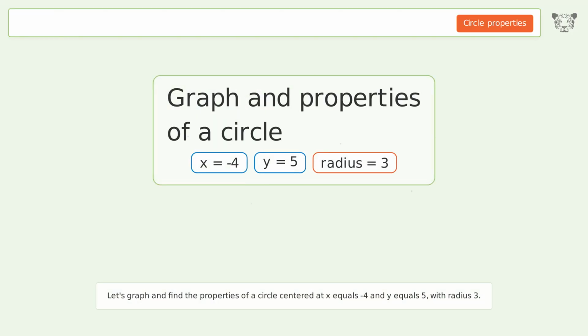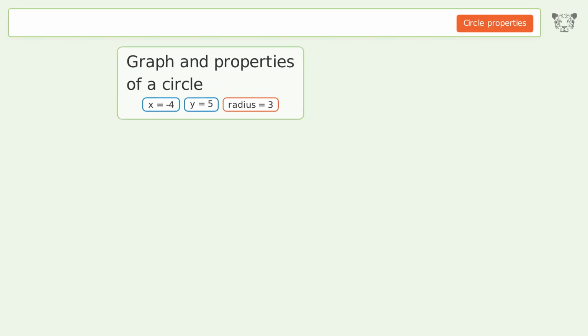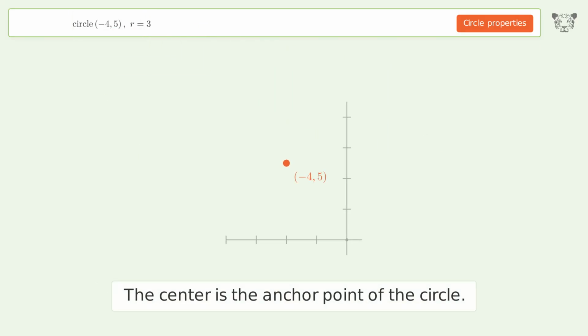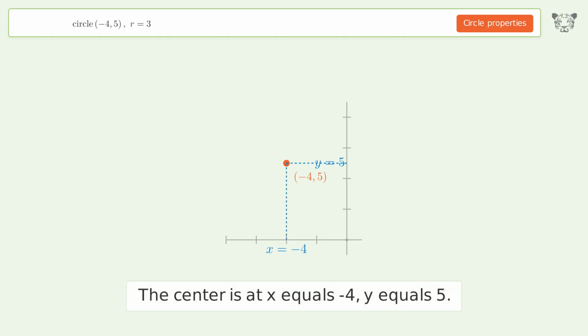Let's graph and find the properties of a circle centered at x equals -4 and y equals 5, with radius 3. The center is the anchor point of the circle. The center is at x equals -4, y equals 5.